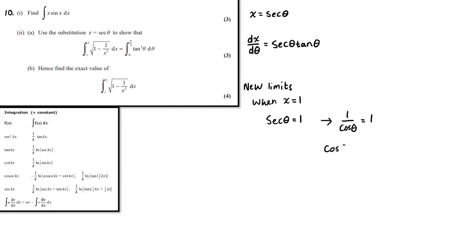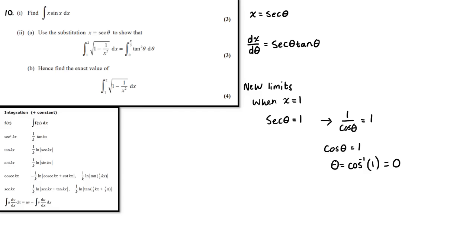So I get cos theta is equal to 1. And then clearly if I want theta, I take the inverse cosine of both sides. So I get theta is equal to cos inverse of 1, which is simply 0. Okay, so that gives us what we can see here is our lower limit. That's a 0 here on this integral. So we've got our lower limit there.